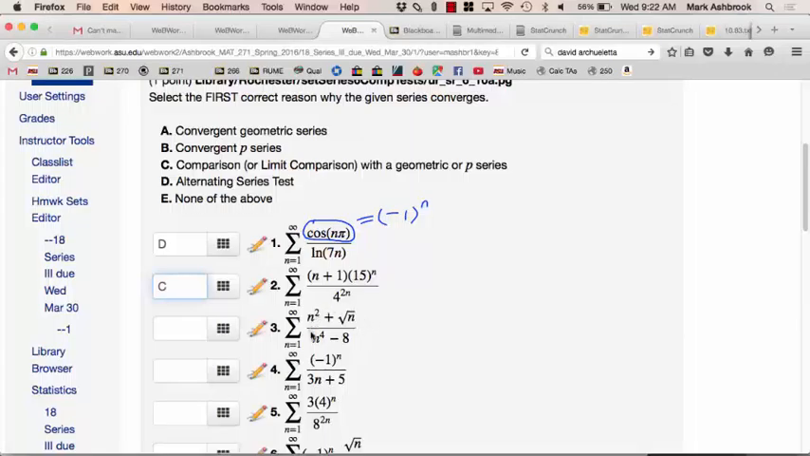All right, next one. What is this like? When n gets really, really large, you basically get 1 over n squared, which is like a p-series. So we're going to compare that to a p-series.